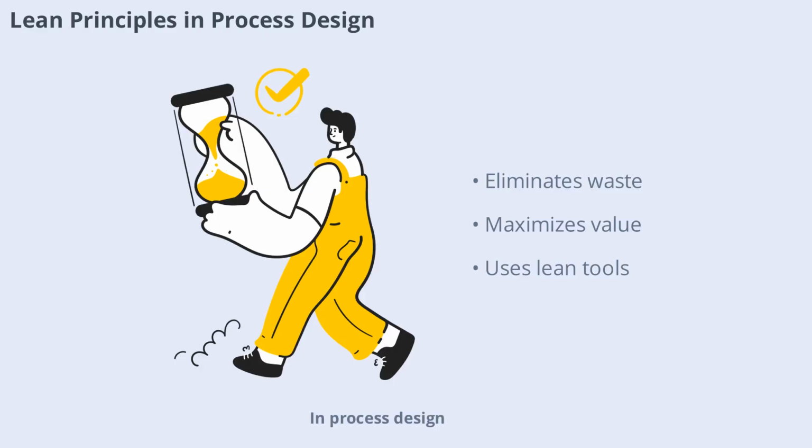In process design, this means identifying and eliminating non-value-added activities. Techniques like value stream mapping and 5S can help visualize waste and organize workspaces. By applying lean thinking, organizations can create more efficient and responsive processes.